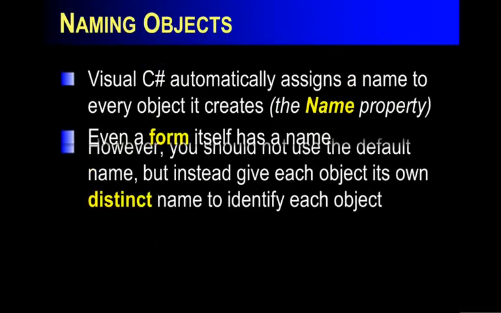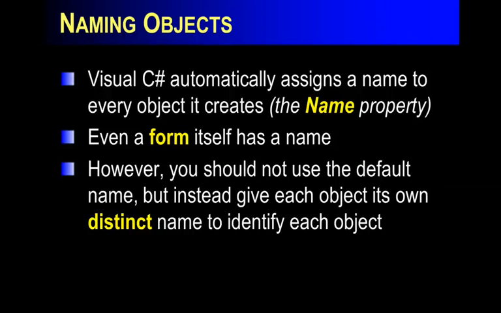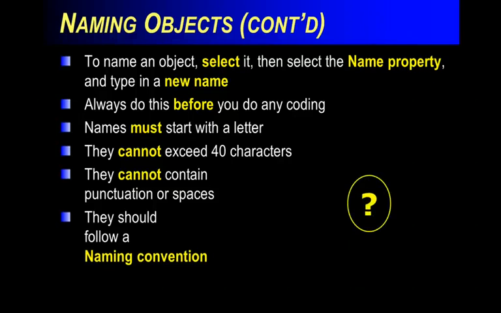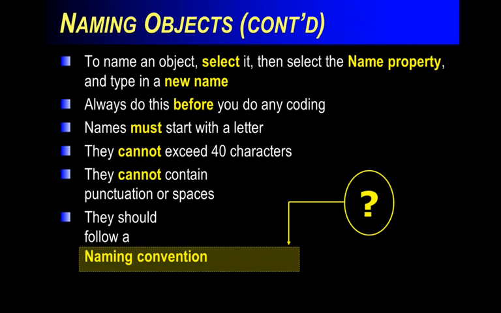Okay? So as it says here, C# automatically names something. Even the form has a name, because it's an object, but you need to give it a different name. You need to rename it. Okay? So to do this, just like you did with other properties, you select the object, go to name, and type in a new name. But as you type it in, there's some rules for this. Okay? You cannot break these rules.